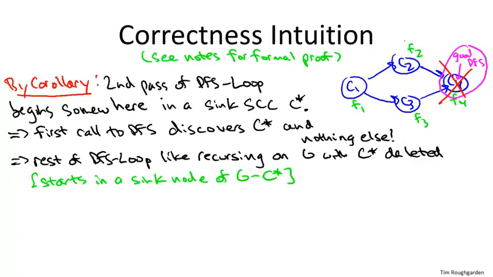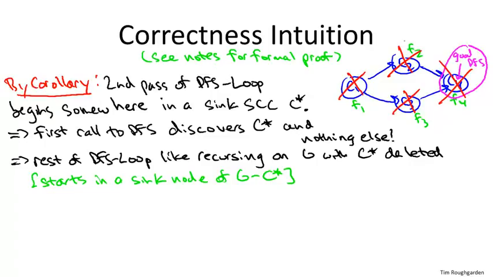So this is essentially a sink SCC. We newly discover the nodes in C2 and nothing else. Those are now effectively deleted. Now, the next invocation of DFS will come from somewhere in C3. That's the only remaining sink SCC in the residual graph. So the third call to DFS will discover this stuff. And now, of course, we're left only with C1. And so the final invocation of DFS will emerge from and discover the nodes in C1.